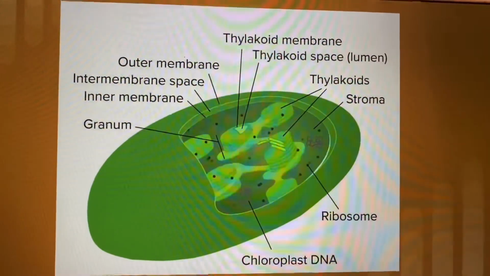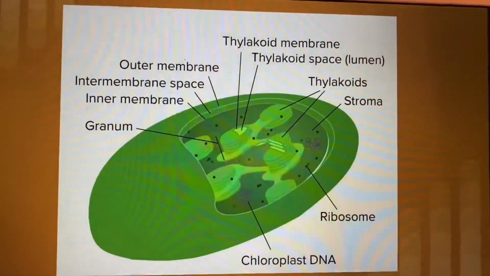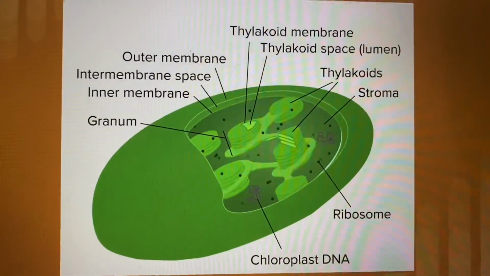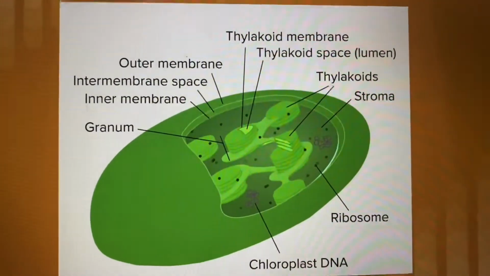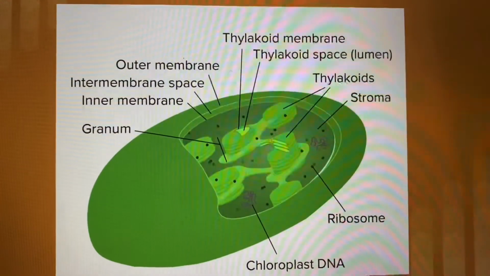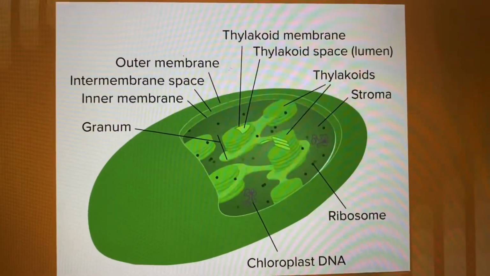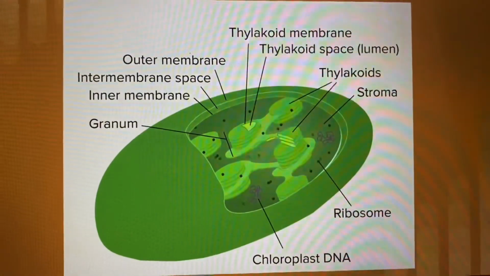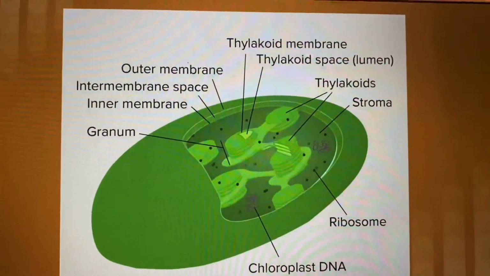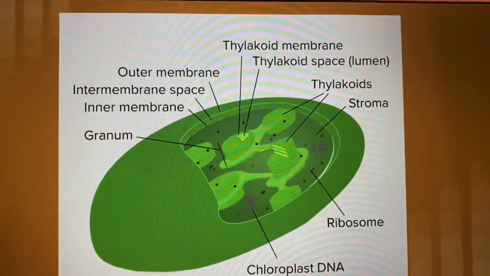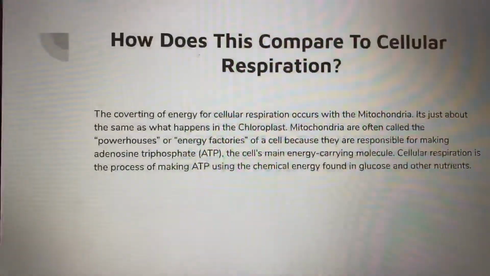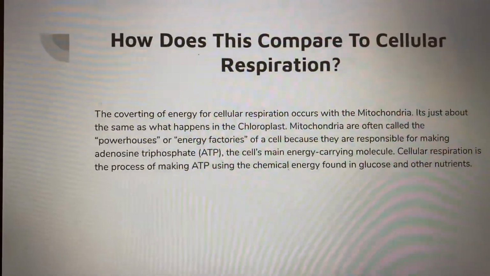And here is a picture of a chloroplast and what is all included. There's the different sections: stroma, the outer membrane, granules, ribosomes, and the chloroplast DNA, among other parts of it.